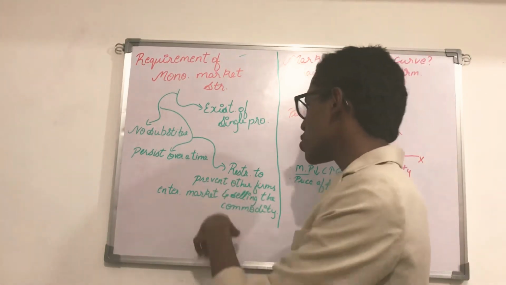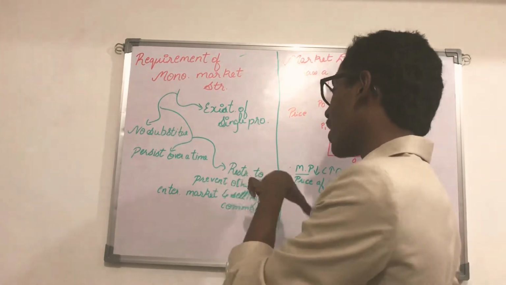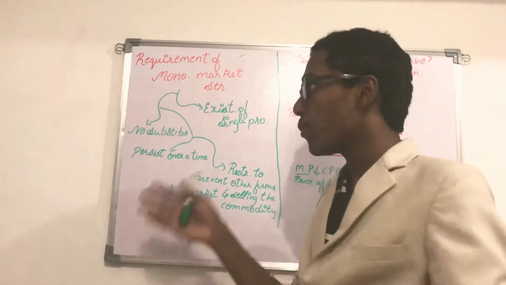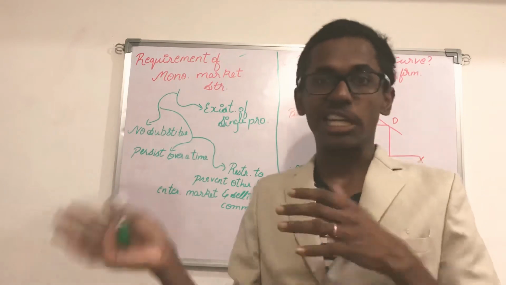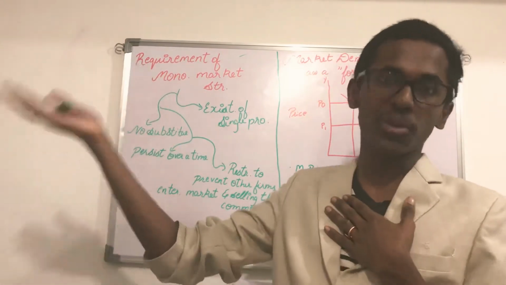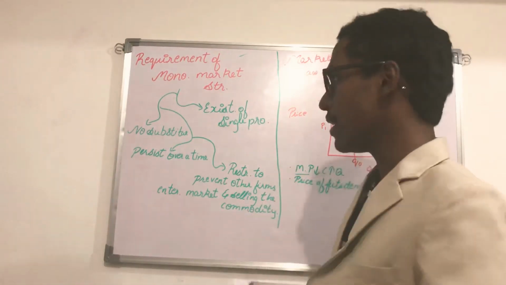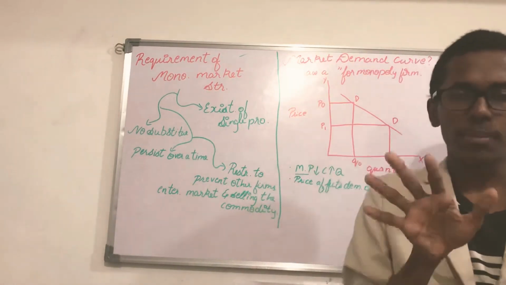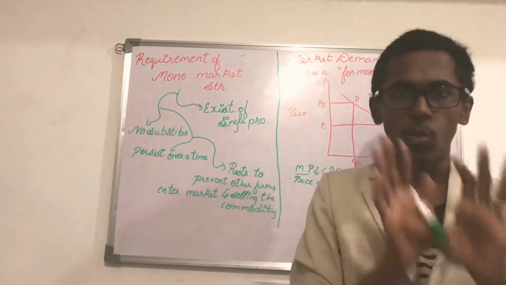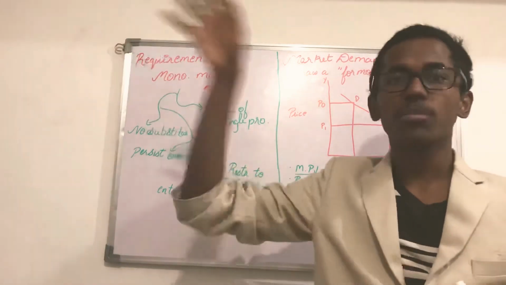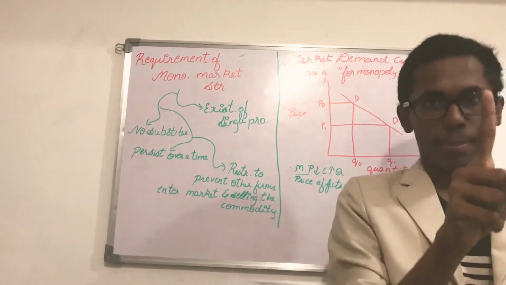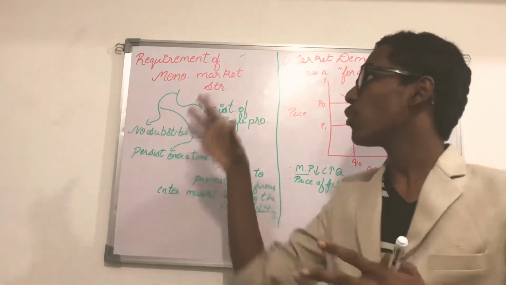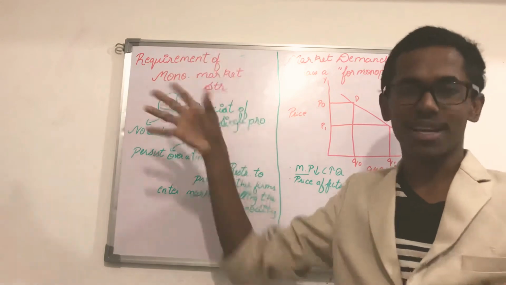And the last one is restrictions to prevent other firms from entering the market and selling the commodities. As in the features, it creates a barrier for other firms to enter a particular market. I gave the example of government licensing. That means in a monopoly market structure there's only one firm, it does not allow other firms to enter, and there are no substitutes. So these are the 4 key points under the requirements of the monopoly market structure.